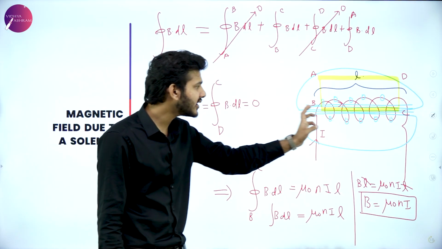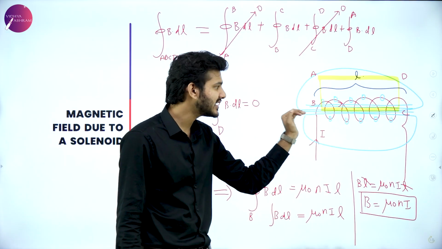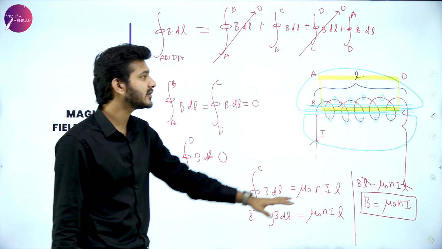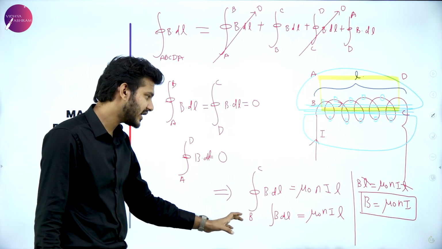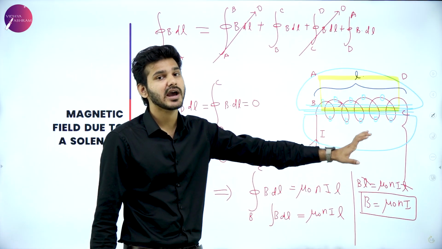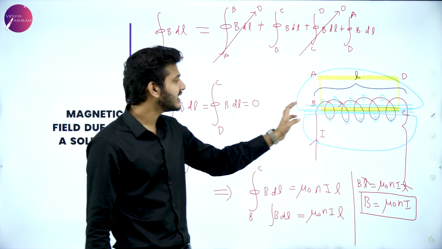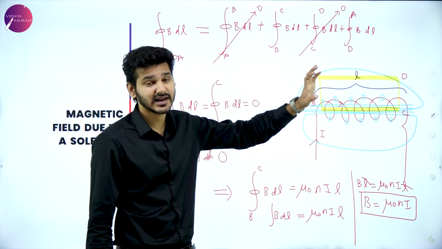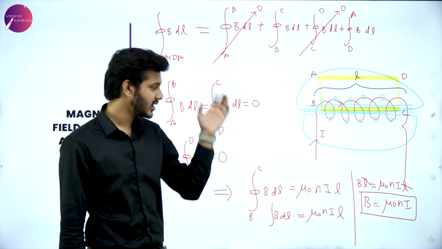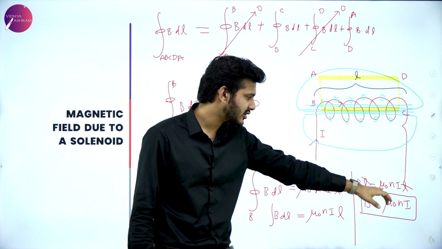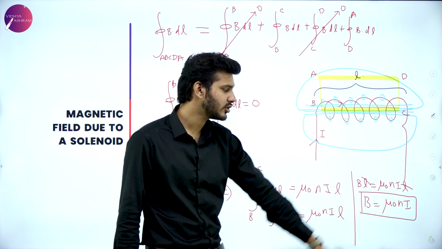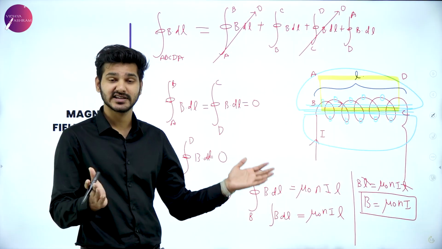And finally, only the B to C part remains, which is within the solenoid, passing through the center of the solenoid, and BC is nothing but the length of the solenoid. So upon integrating, we can say BL is equal to mu naught into NI into L. Here the angle between the magnetic field and the length element is 0 degrees, so cos 0 is nothing but 1. And finally, we can write B into L is equal to mu naught into NIL. L's get cancelled out. We can say that B is equal to mu naught into NI. It is as simple as that.